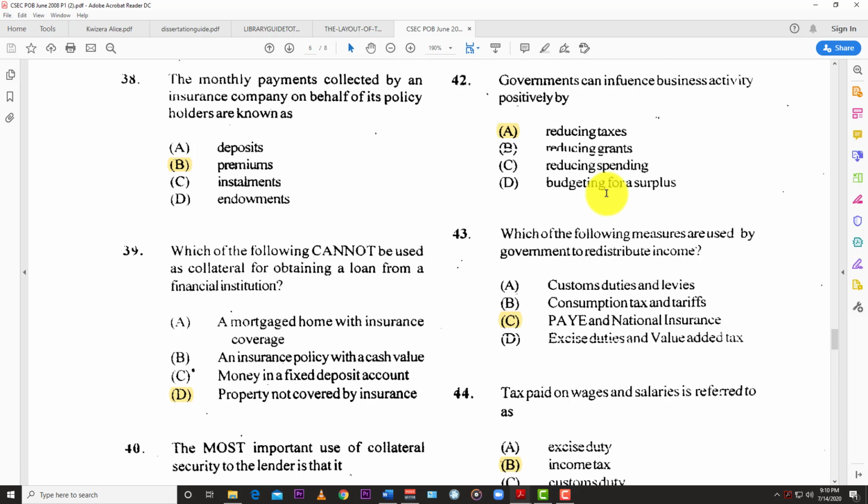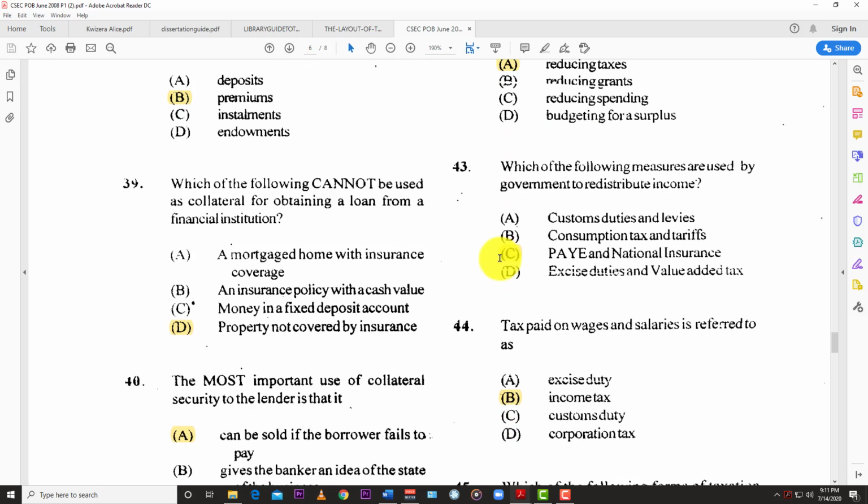Governments can influence business activity positively by, and so the best answer here is A, reducing taxes. Now the fact that they say positively means that that's a good thing for people involved, consumers. And so reducing taxes means that the business would now have more money to invest, and so they can produce more goods. The cost of production falls, so they can make goods cheaper. And by the same token, it also means that the consumers have more money in the pocket to buy things from the businesses. So there's a cycle right there. You buy more, they produce more, and the cycle continues.